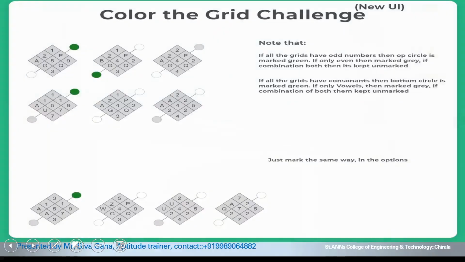Now, if all the grids have an odd number, then the circle mark given, if only a mark gray or the combination of both is kept unmarked, right? Okay, right. This is actually what we did two slides before.